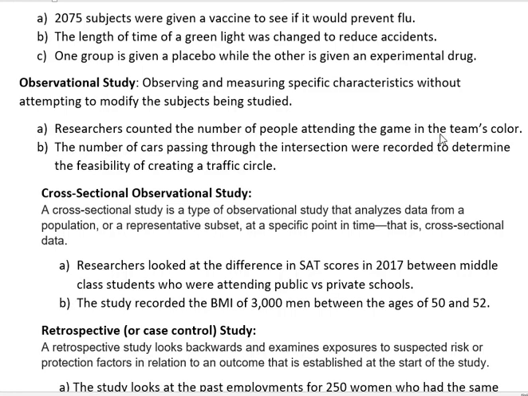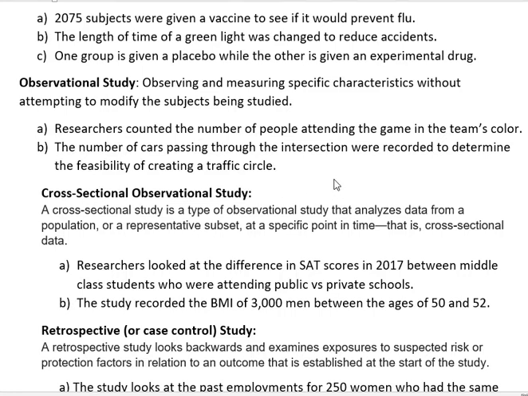Maybe you would do that if you were selling the team's gear and you wanted to know how many people are actually wearing that. The second one is the number of cars passing through the intersection were recorded to determine the feasibility of creating a traffic circle. This also makes sense, right? We're not changing anything, but we're just watching. Are there enough cars here to warrant the money that it would take to change that? So observational studies, we're not doing anything and then watching the effect. We're just going and observing. It makes sense that it's called observational.